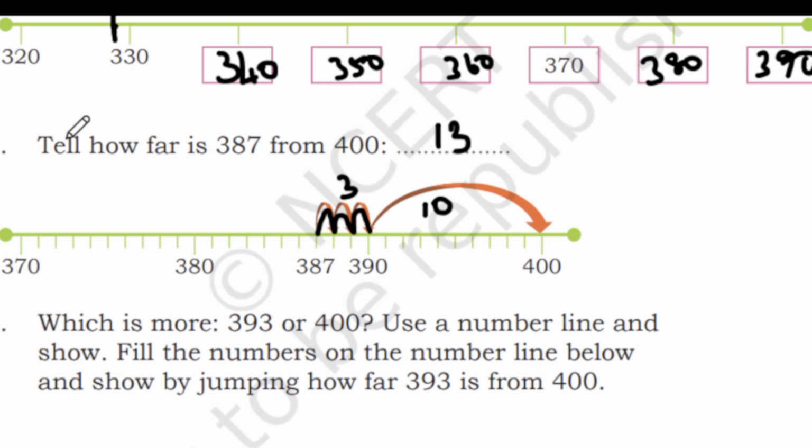In case they ask how far from 390 to 400, we have 10. So that answer is 10.